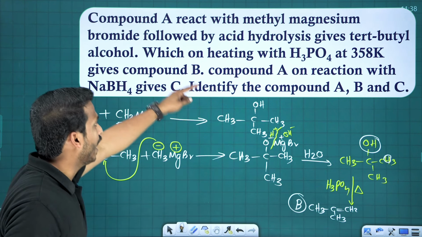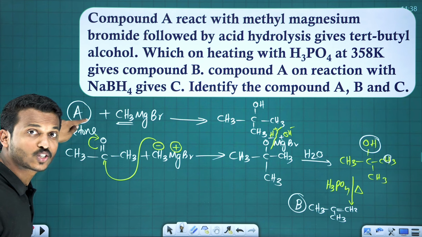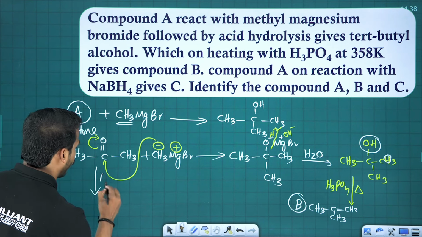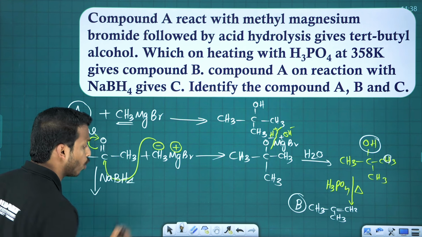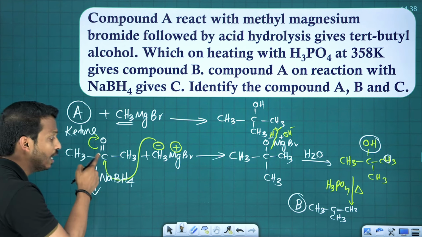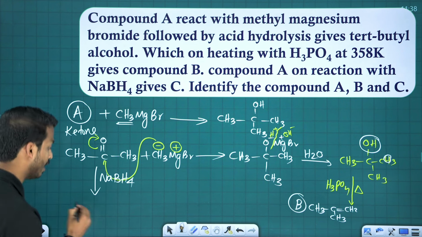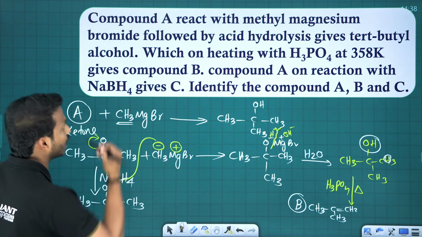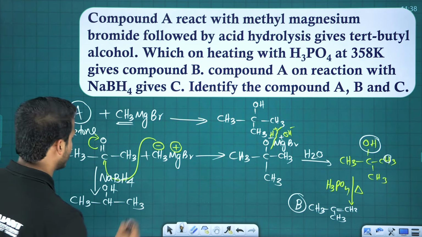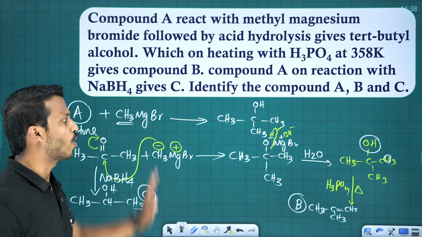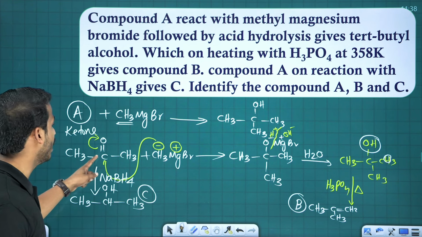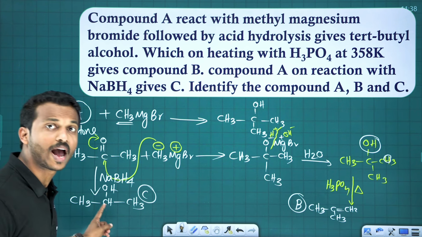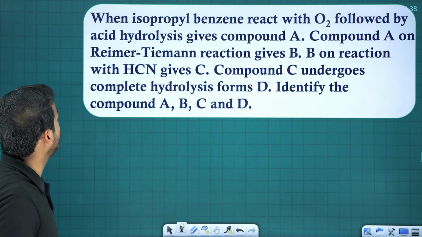Ready? Compound A on reaction with NaBH4. What is compound A? Propanone. What is NaBH4? Sodium borohydride. That is our reducing agent. You know, ketone on reduction gives secondary alcohol. So CH3CH(OH)CH3, and this is the compound C. Identify the compounds A, B, C. Ready all? So compound A is propanone, compound B is 2-methyl propene, and compound C is propan-2-ol.